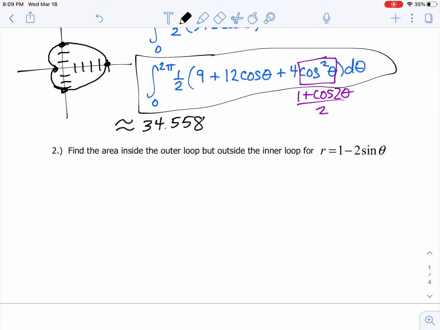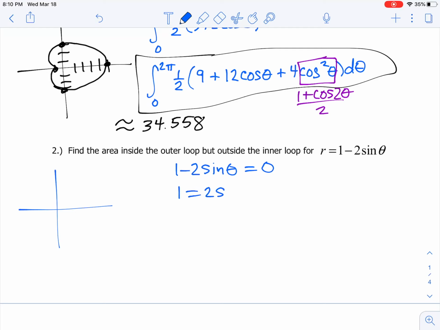All right, find the area inside the outer loop but outside the inner loop for r equals 1 minus 2 times the sine of theta. A lot of what we need to know about these polar graphs is going to be when do they cross the pole, and the pole is the origin, and that's whenever the radius is 0. So we want to know 1 minus 2 sine of theta. When does that equal 0?